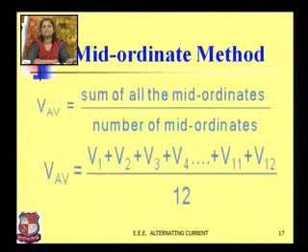For example, in this particular figure we are considering 12 parts. So it is the addition of V1 plus V2 up to V12, and the number of mid ordinates is 12, so divided by 12 it will give you the average value. This is the mid ordinate method for a sinusoidal waveform.